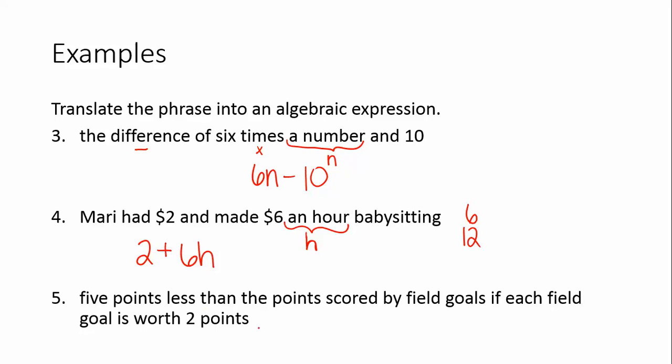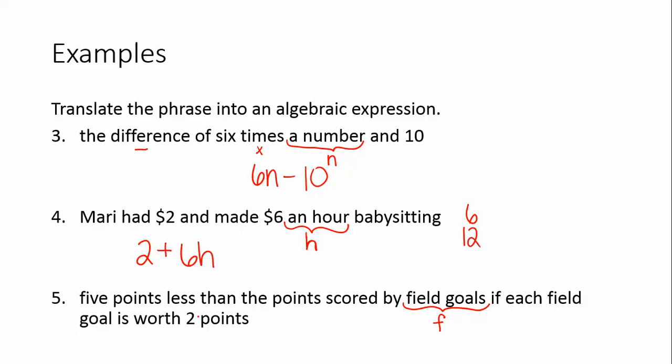Last example is 5 points less than the points scored by field goals if each field goal is worth 2 points. So we have the numbers 5 and 2, and I see the operation "less than," so that's going to mean subtraction. Remember again, that was written in red, which means we need to flip our order. So 5 points less than the points scored by field goals, if each field goal is worth 2 points. Well, what we don't know are how many field goals are scored. So field goals, that needs to be our unknown, and I'm going to call it F.